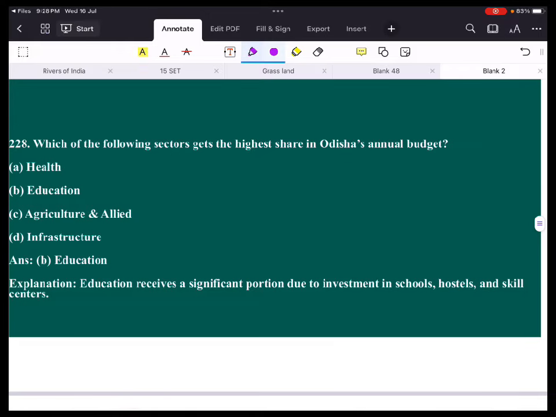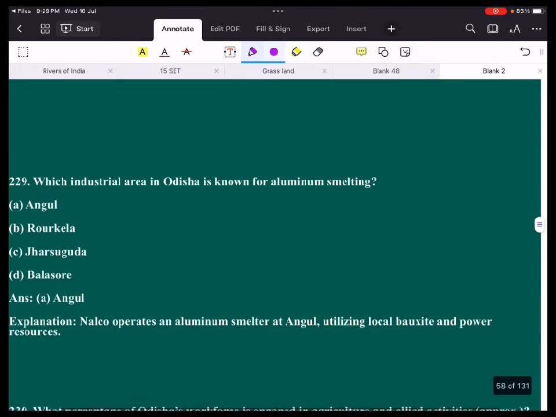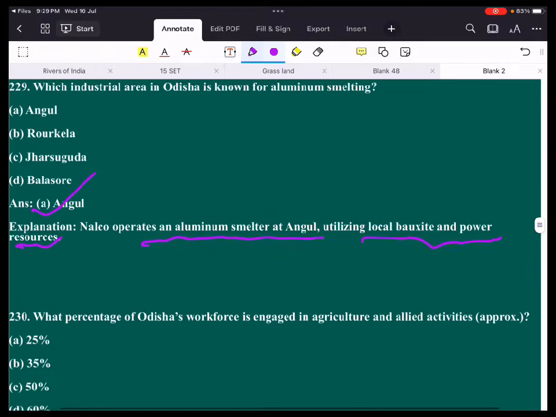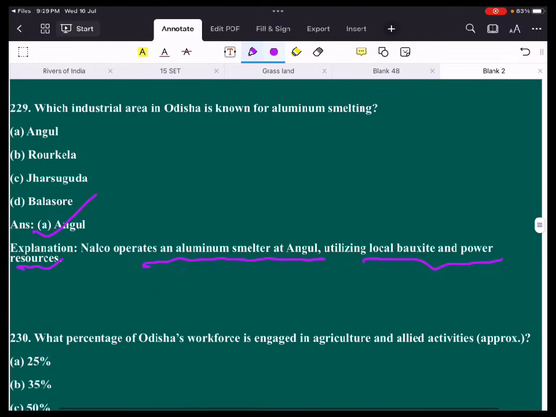Which of the following sector gets the highest share in Odisha annual budget? That is education. Education receives a significant portion due to investment in school, hostel and skill center. Which industrial area in Odisha is known for aluminium smelting? That is option A. Angul. Nalco operate an aluminium smelter at Angul utilizing local bauxite and power resources. Option A is the correct answer, Angul.